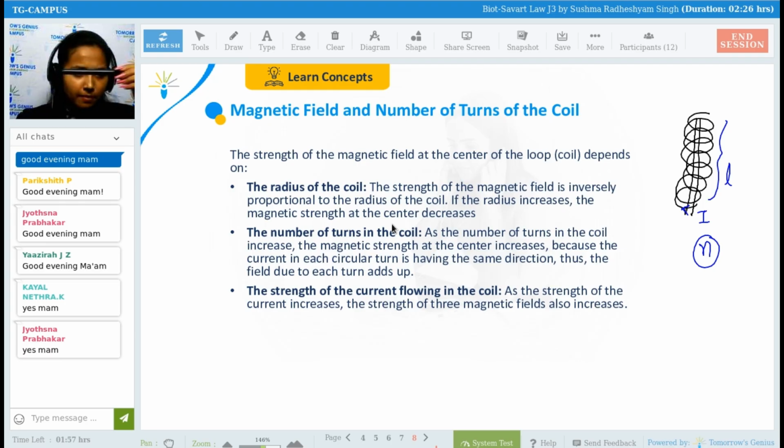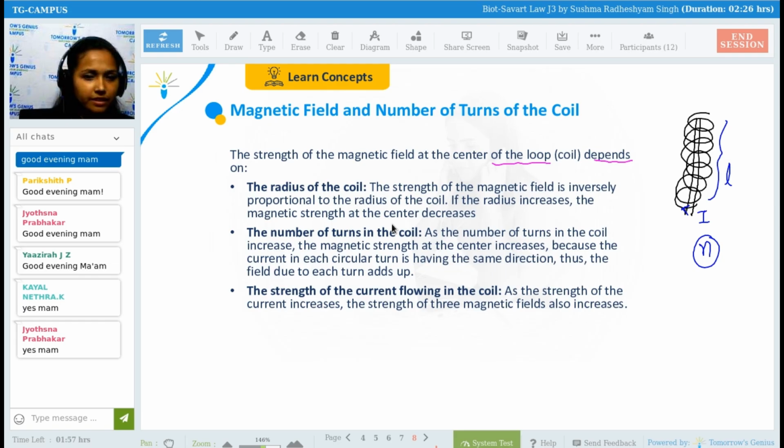For example, if this is my conductor and I coil only 2 wires, a small amount of current will flow, so a small magnetic field will be produced. If I coil 100 turns, that means you increase your coiling 100 times, so you will increase the strength of the magnetic field. So the number of coilings also affects your magnetic field. Now, the strength of the magnetic field at the center of a coil depends on the radius of the coil, the number of turns in the coil, and the strength of current flowing in the coil.